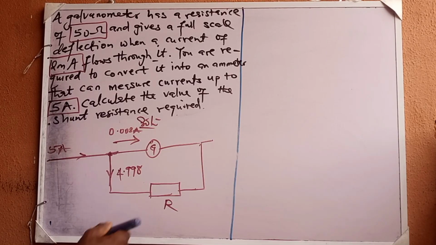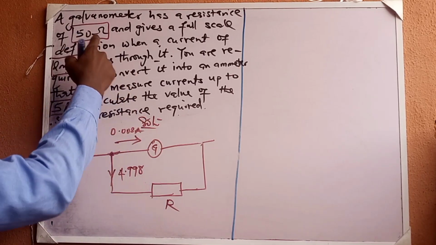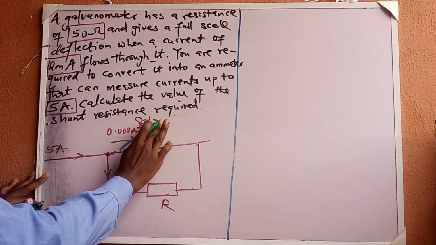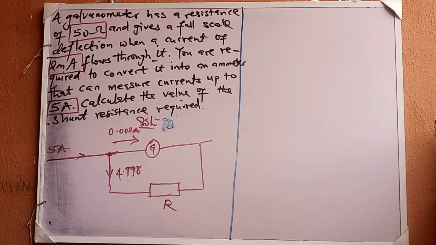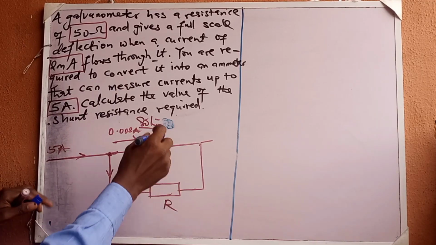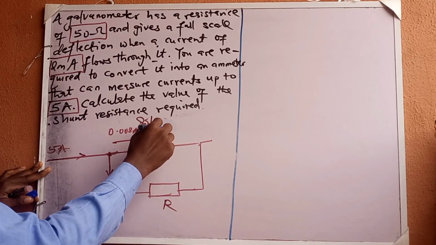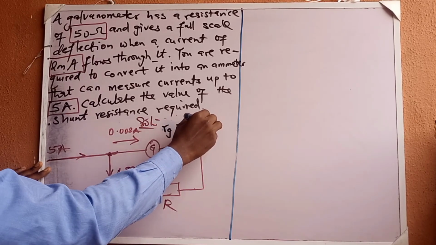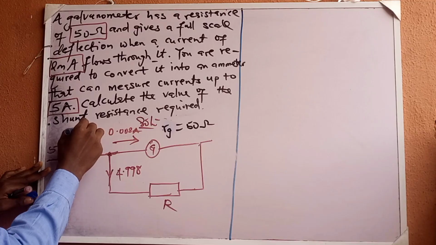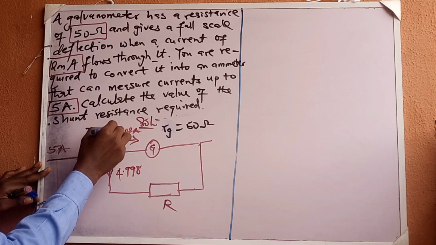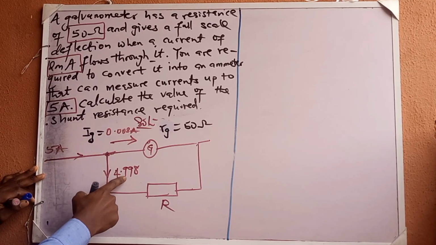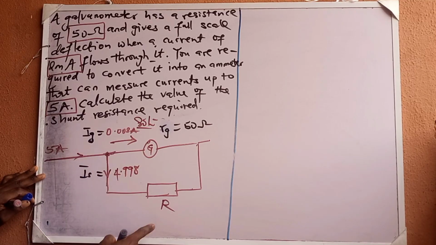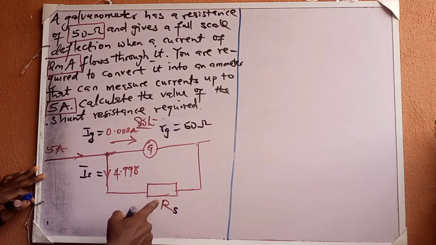We are told that this galvanometer has a resistance of 50 ohms. So let's call that the resistance of the galvanometer, RG, which is 50 ohms. This current, we'll call it IG, that's the current of the galvanometer. Then this 4.998, let's call it IS, that is the current of the shunt. Then this is, of course, the resistance of the shunt.